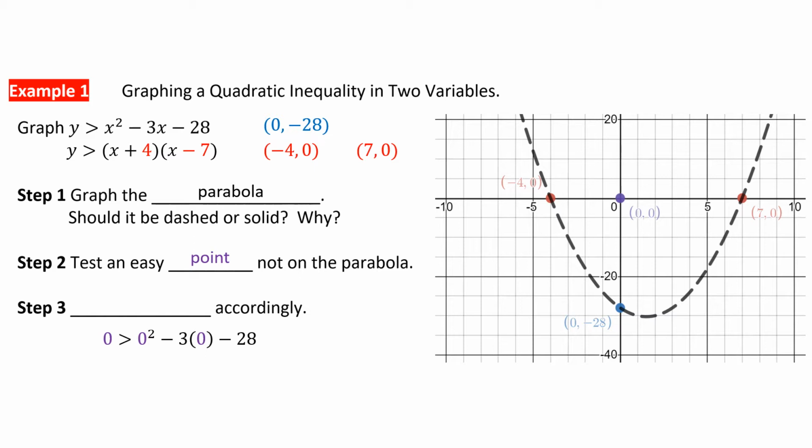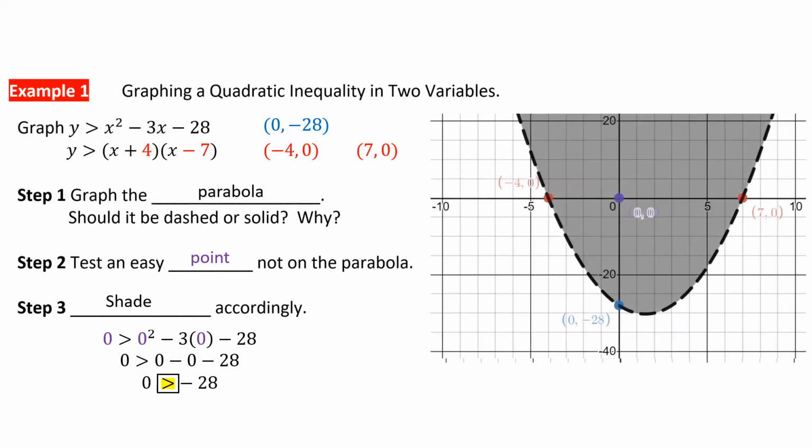So if we take (0, 0) as just an example, plug it into our original inequality, we would say that 0 is greater than 0 squared minus 3 times 0 minus 28. Or 0 is greater than 0 minus 28, or finally 0 is greater than negative 28. That's true. If that's true, then that means that purple point, the origin, is part of our solution. And so in step 3, we're asked to shade. And since the origin is part of our solution, then we want to shade it and everything inside the parabola with it.